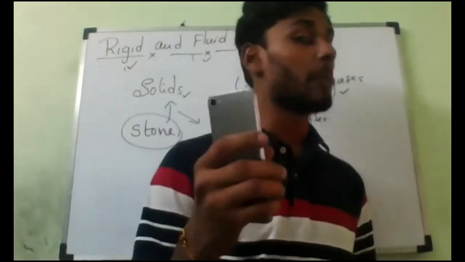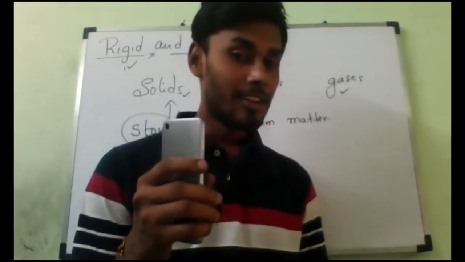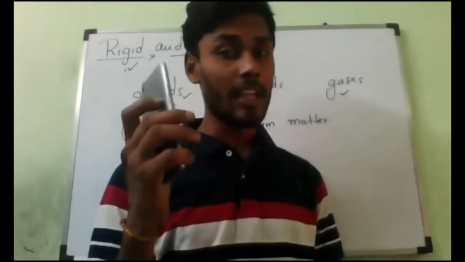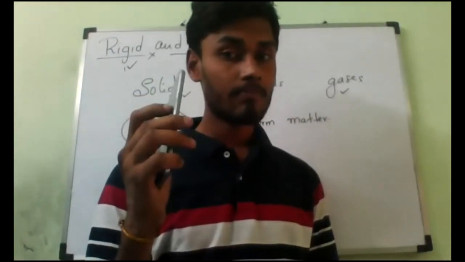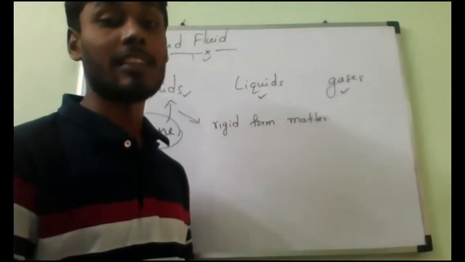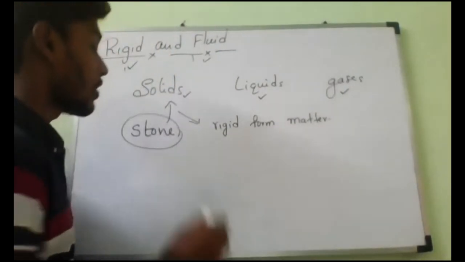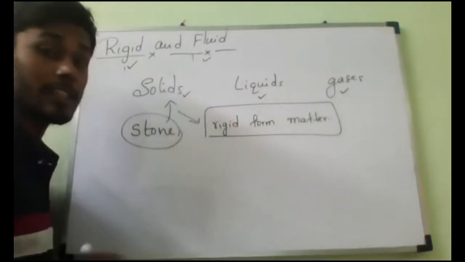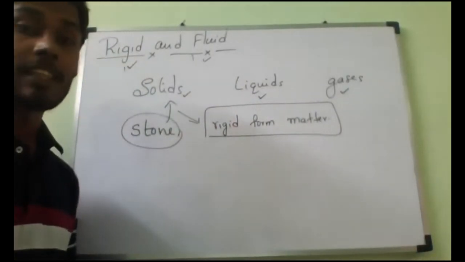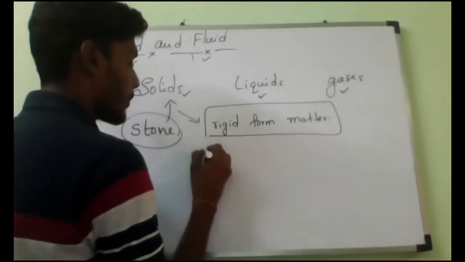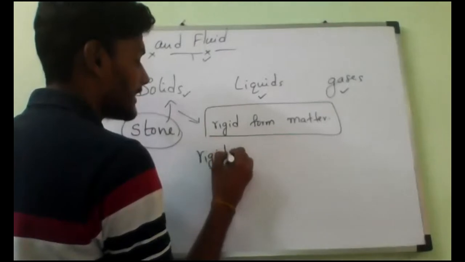I can keep it in my pocket. Is the shape changing? No, sir. I can keep it inside my bag. Is the shape changing? No, sir. So that is called rigidity. A solid is a rigid form of matter. Due to this rigidity, the property is called rigidity.